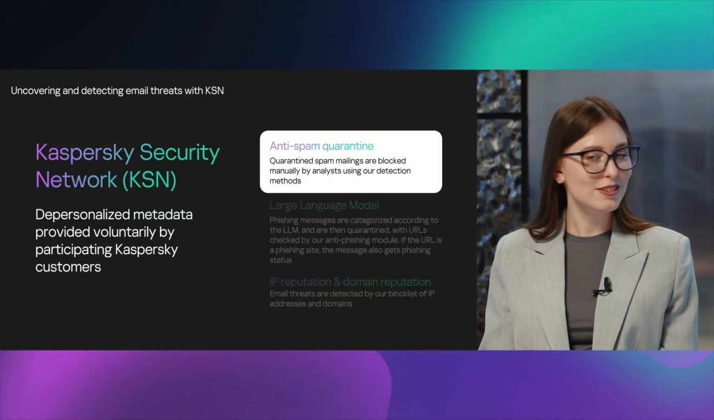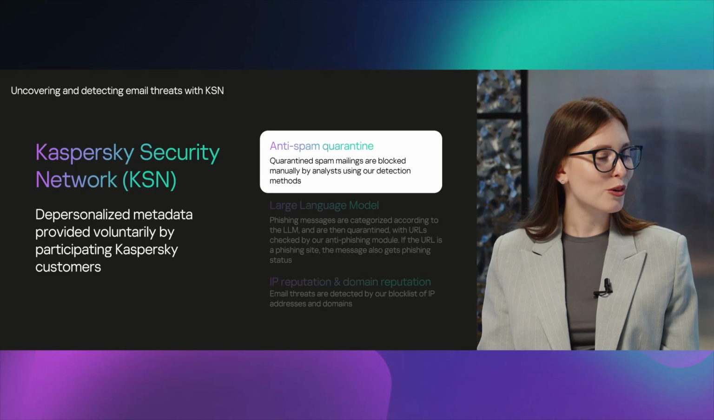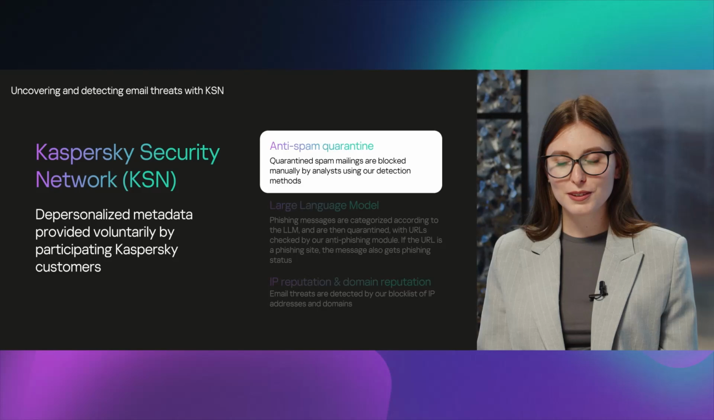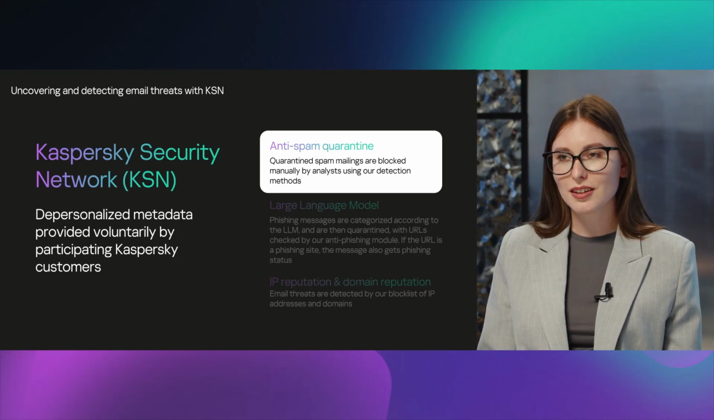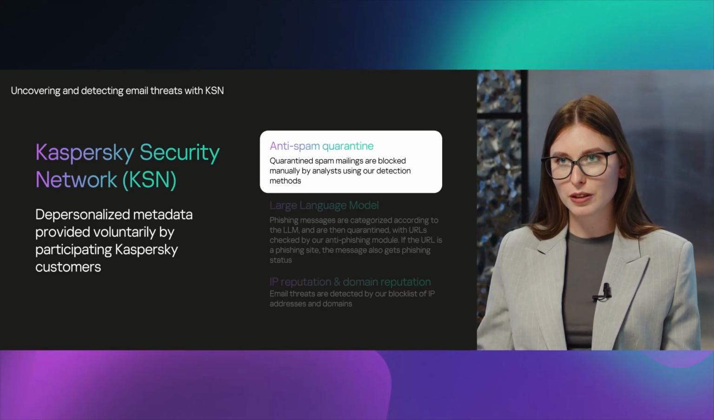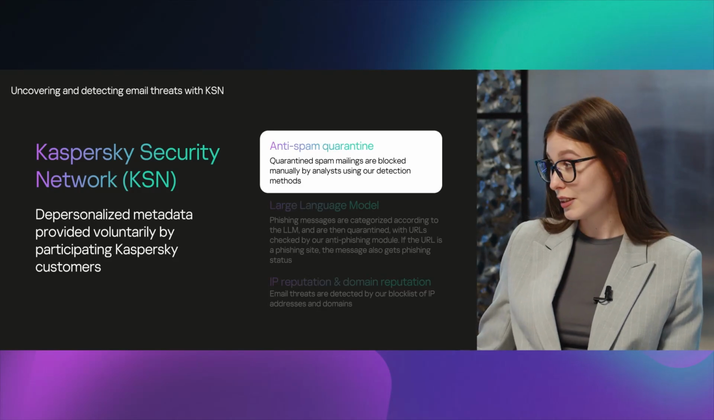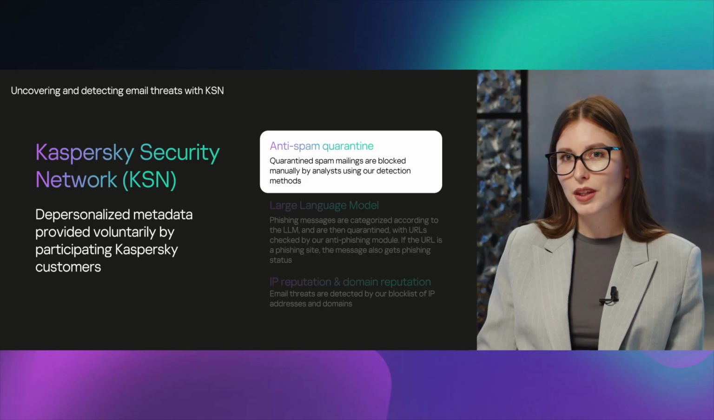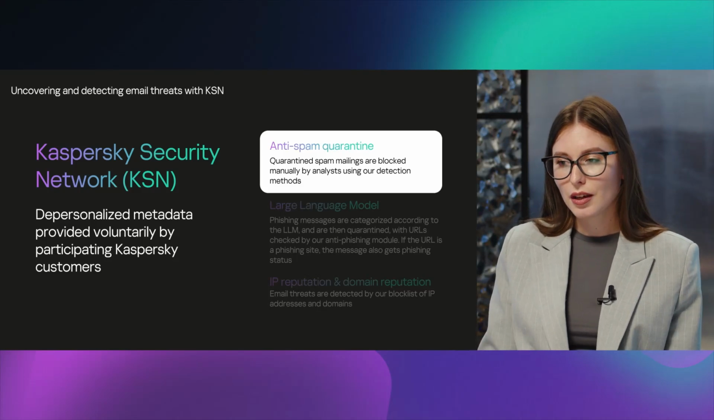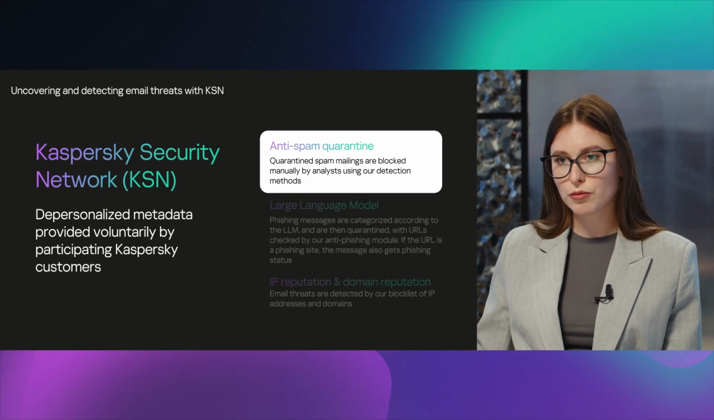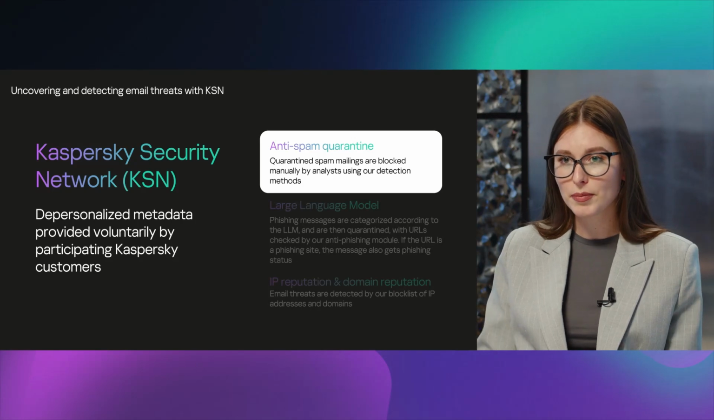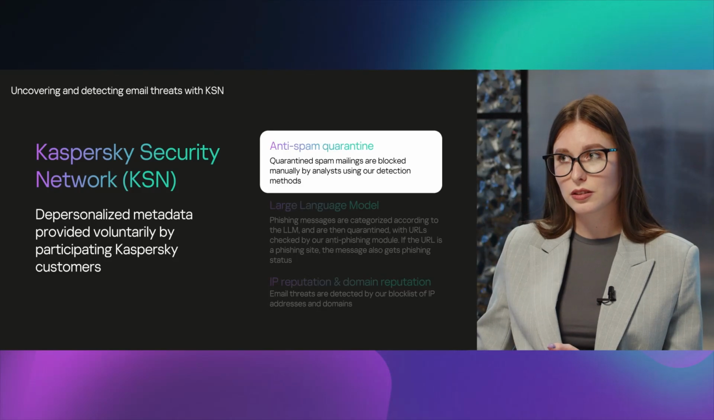Okay, so I can tell you and our listeners how we use the KSN in our work. For effective and quick response to new email threats, we need to observe relevant spam mailings in the KSN statistics in real time and quarantine suspicious messages. This helps to gain some extra time for our analysts who swiftly add detection methods to our bases. And thus the update is available before the spam email could get into the client's inbox.